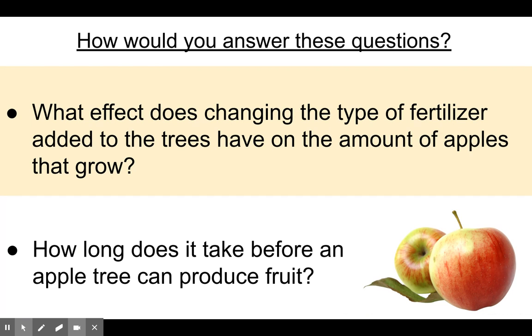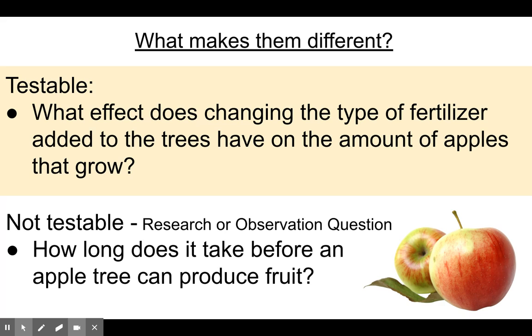So again, you don't need to write these down either, but let's think these ones through. How would you answer these questions? What effect does changing the type of fertilizer added to the trees have on the amount of apples that grow? And then how about this question? How long does it take before an apple tree can produce fruit? So now what types of questions do these seem like? Well, the first one, we could definitely set up an experiment. So this we're going to call a testable question.